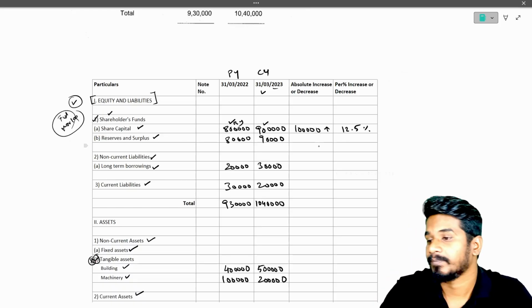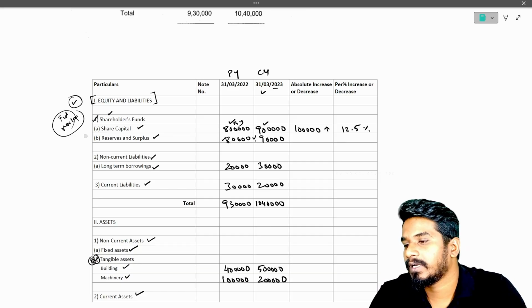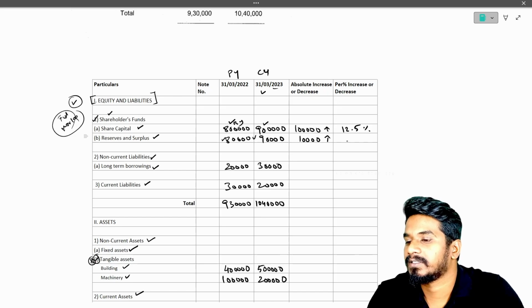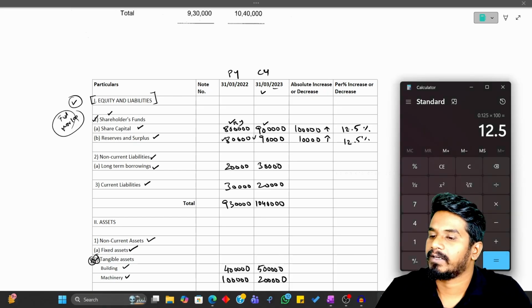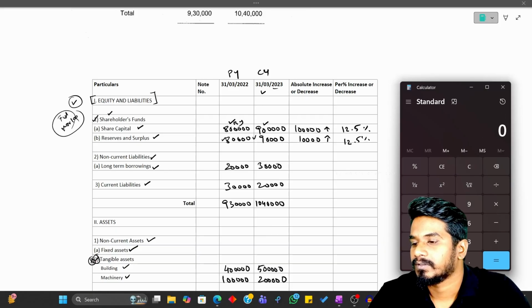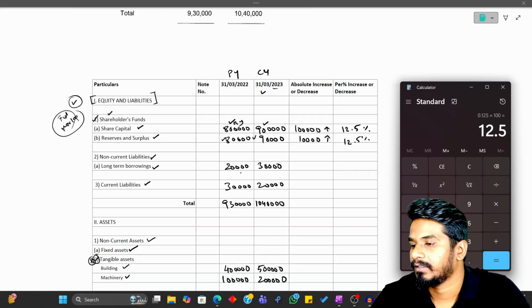12.5 percentage. The next thing is reserves and surplus, which was 80,000 in 22, and now it is 90,000. 10,000 is the change, 10,000 increased. Same, I think 12.5%. If you want, I'll calculate it once. 10,000 divided by 80,000 into 100. You'll get 12.5 again.